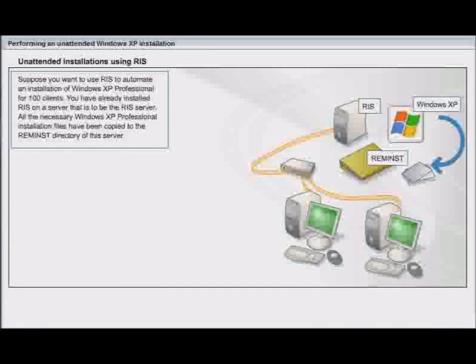Suppose you want to use RIS to automate an installation of Windows XP Professional for 100 clients. You have already installed RIS on a server that is to be the RIS server. All the necessary Windows XP Professional installation files have been copied to the reminst directory of this server.